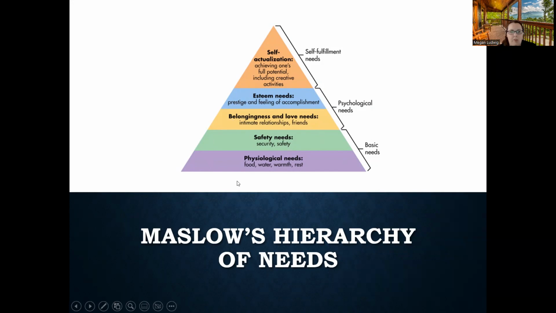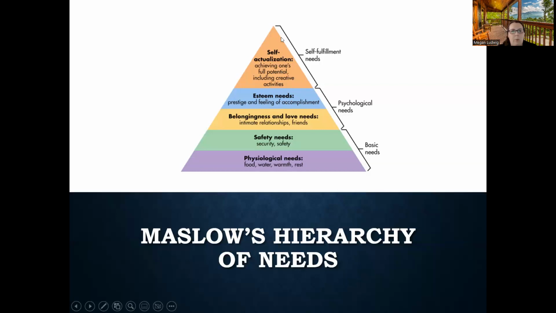At the base of the triangle are physiological needs. You have to meet physiological needs before you feel safe. If you're hungry, if you don't have food or water, you're not going to feel safe. You're not going to be secure, right? Once you've met these physiological needs, you can move on to safety needs. If you feel safe and secure, then you're going to start to develop relationships. Then you can start to feel like you have some esteem being met, with a sense of accomplishment, whatever it is.